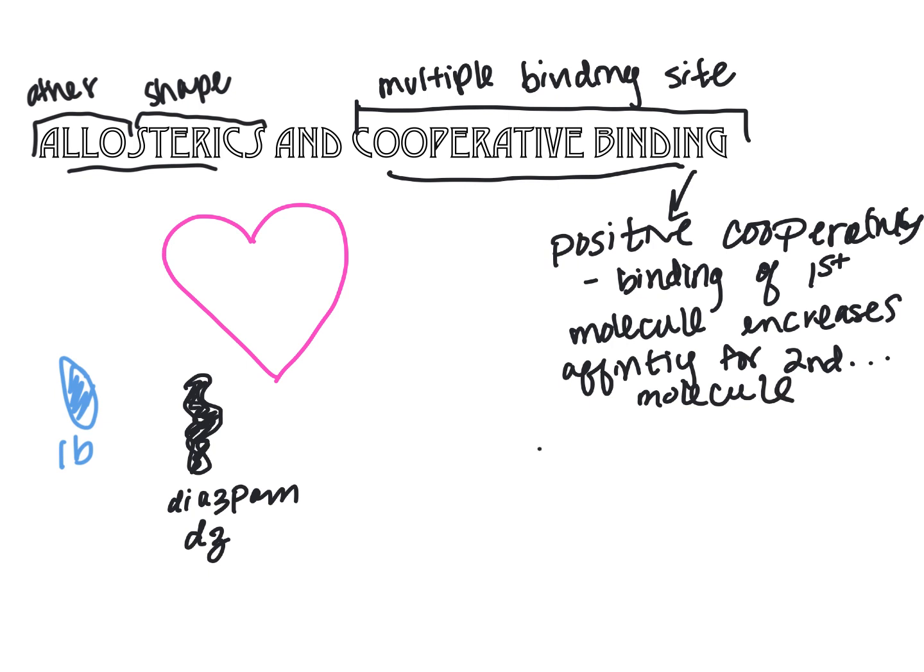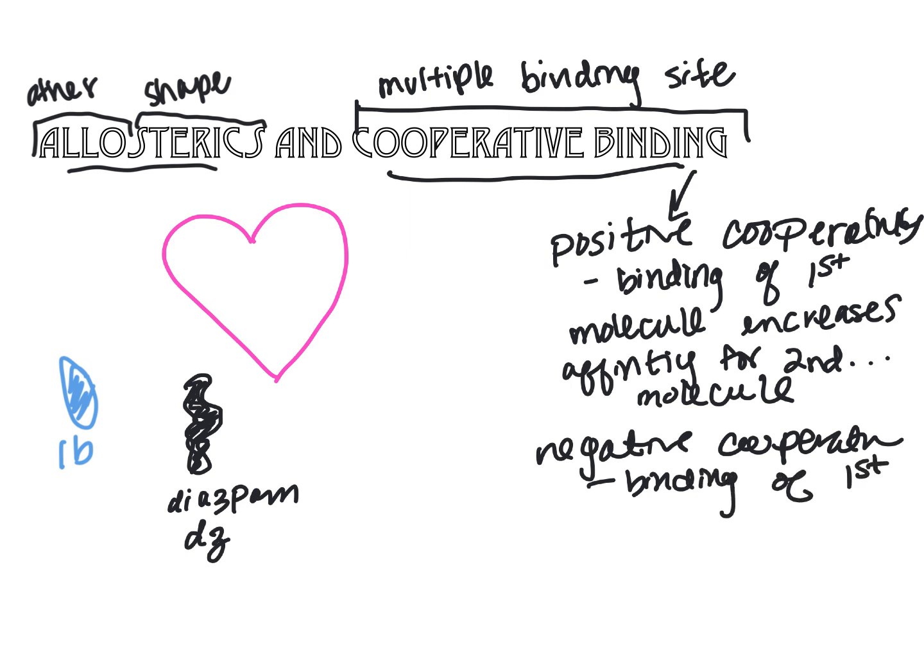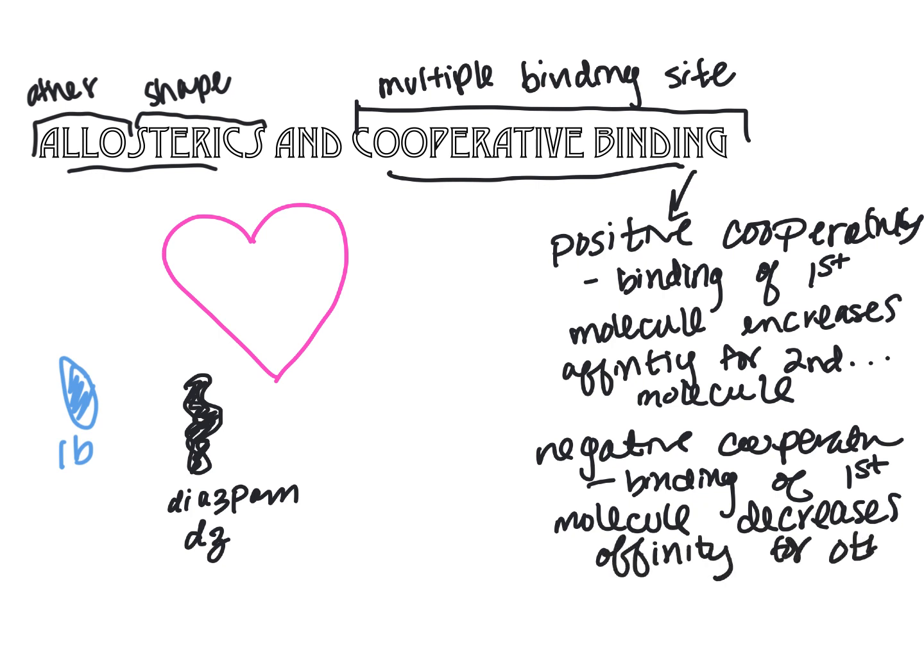Okay, and then there's negative cooperativity, when the binding of the first molecule decreases the affinity for others. Okay, so again, in cooperativity, you have to have multiple binding sites.